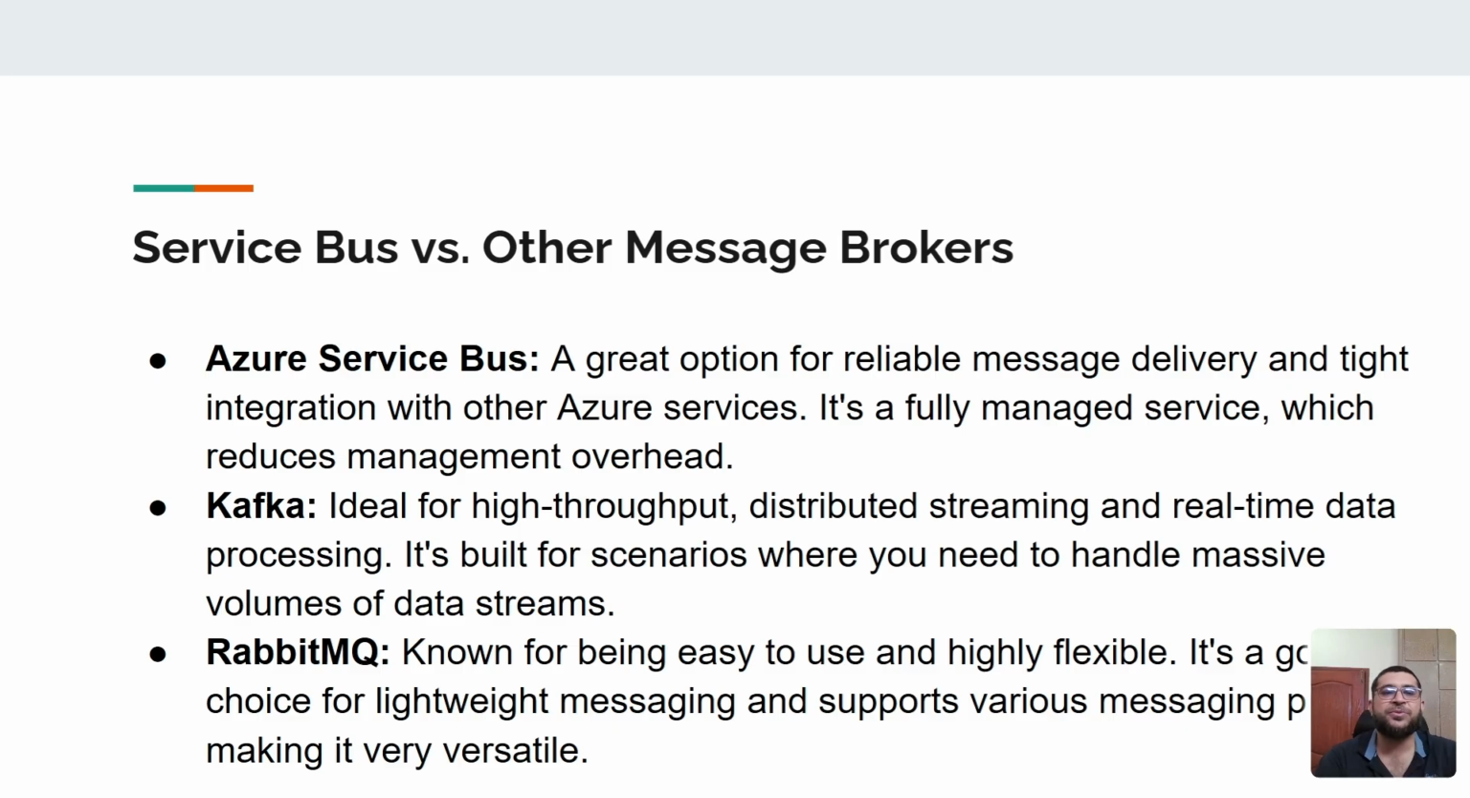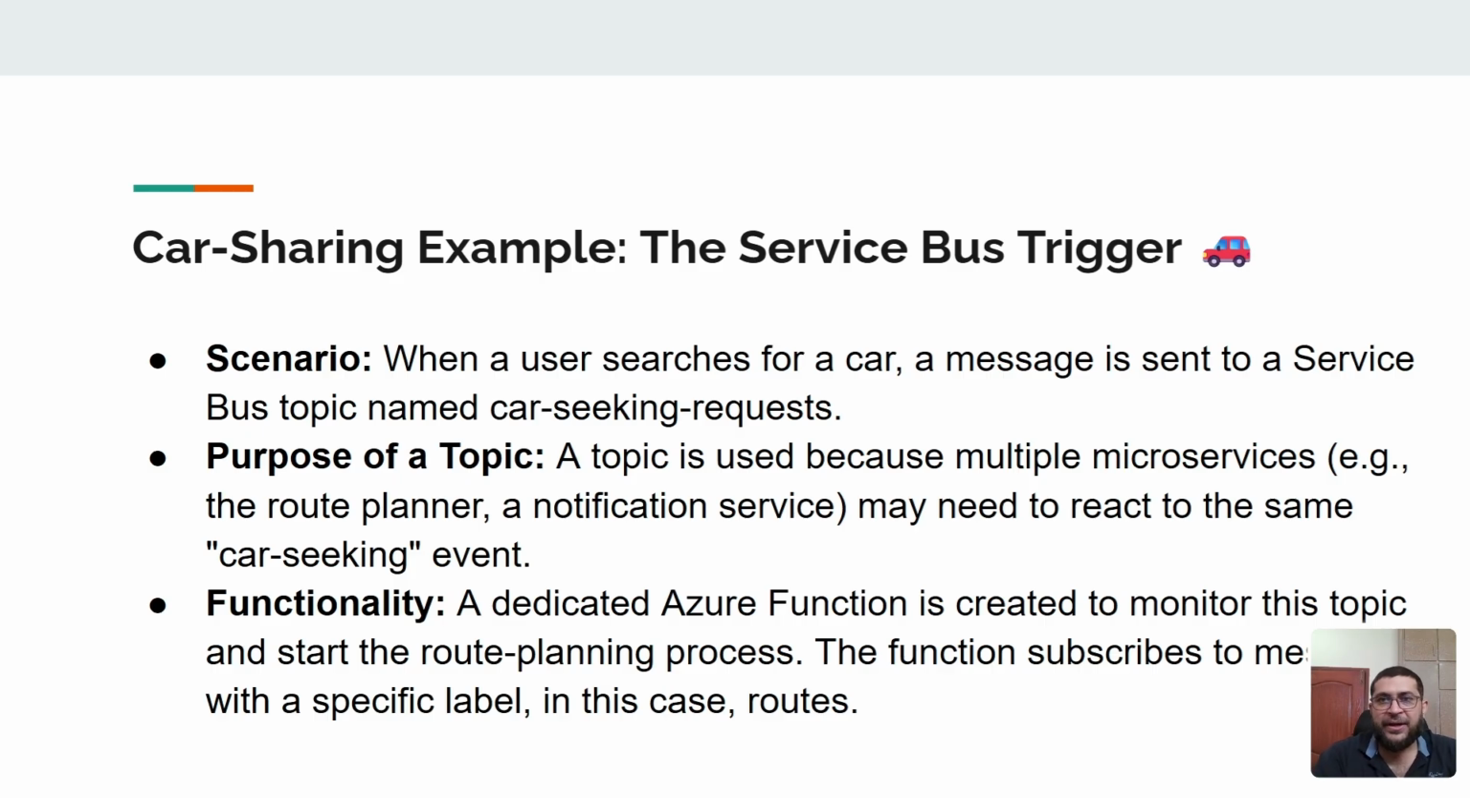So this is some other option you can consider while working with the message bus, the message broker. In our code example, we have one scenario: when a user searches for a car, a message is sent to a Service Bus topic named car seeker request. A topic is used because multiple microservices, like the route planner and the notification service, need to react to the same event.